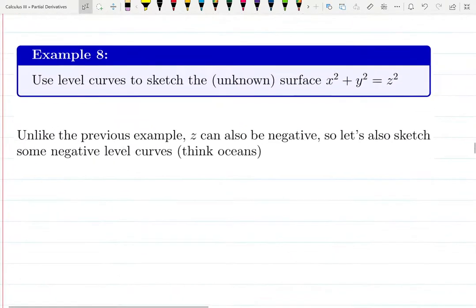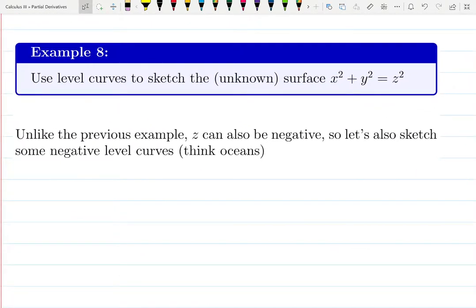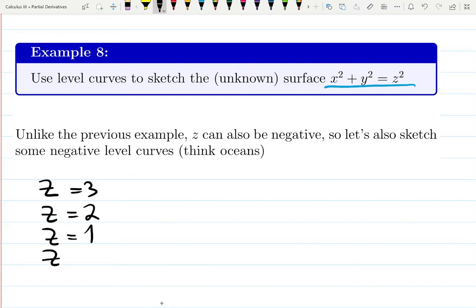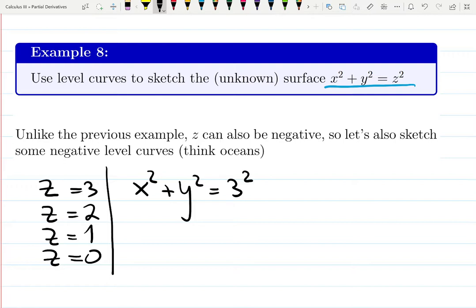For example, use level curves to find the unknown surface x squared plus y squared equals z squared. Now you can plug in all kinds of random points, whatever you choose. For example, let's check level 3, level 2, level 1, level 0. How do you do that? You keep plugging in. You have x squared plus y squared equals 3 squared. You have x squared plus y squared equals 2 squared, and so on.